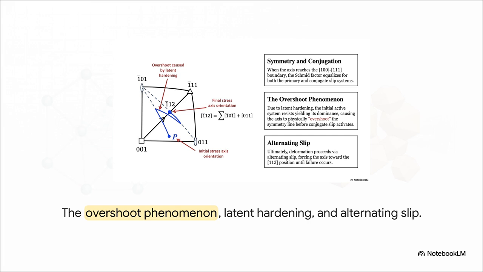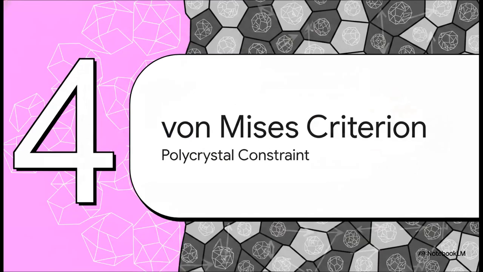But here is a truly fascinating complication, the overshoot phenomenon. Because of latent hardening, where the active slip plane gets heavily congested with tangled dislocations, the initial system strongly resists yielding its dominance. So the axis physically overshoots that symmetry line. Ultimately, the stress forces the conjugate system to activate anyway, and the result is an alternating slip pattern until the material finally fails.